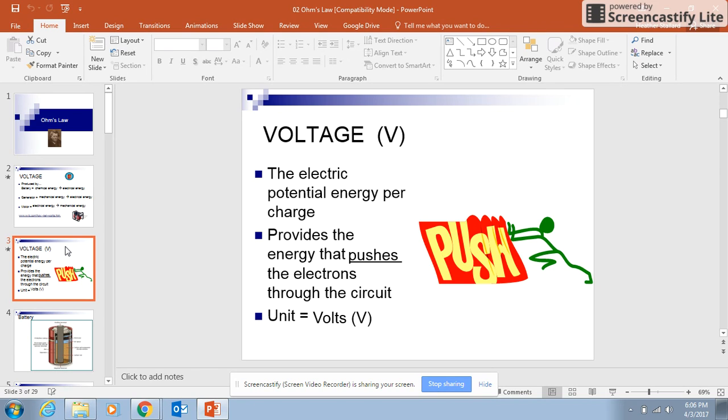circuit. So if we're talking about an actual circuit with a battery, wires, light bulb, whatever it is that we may be trying to power, the voltage source, like your batteries, is what gives that energy that pushes those electrons through. The unit for voltage, so when we are doing our Ohm's Law word problems and we have to put a unit on a voltage, is V, which is just volts.